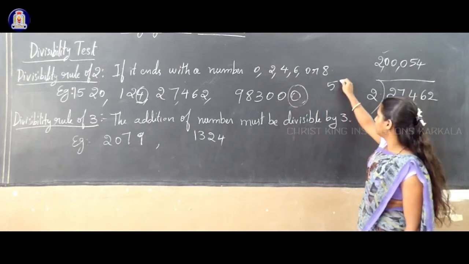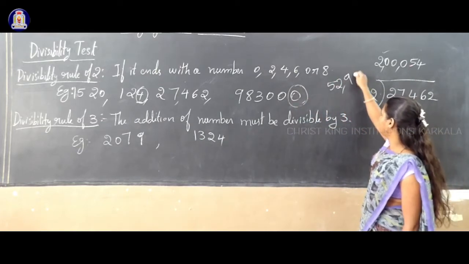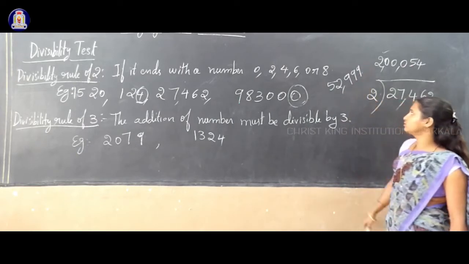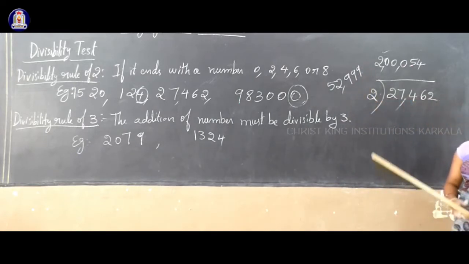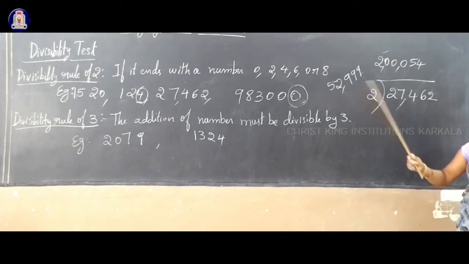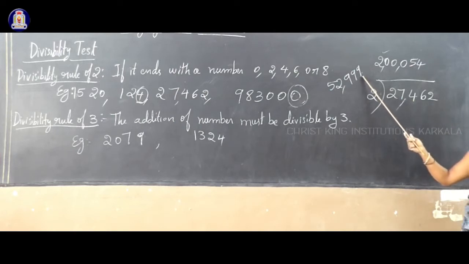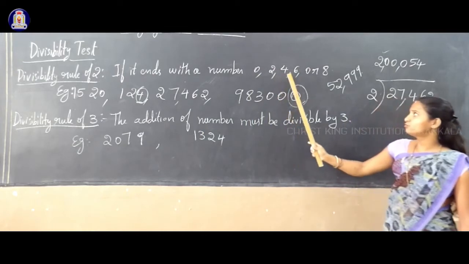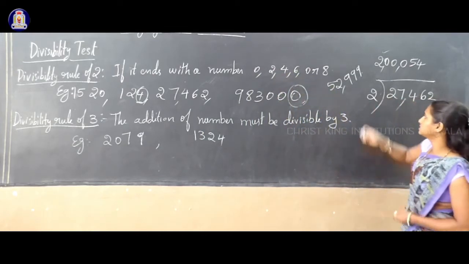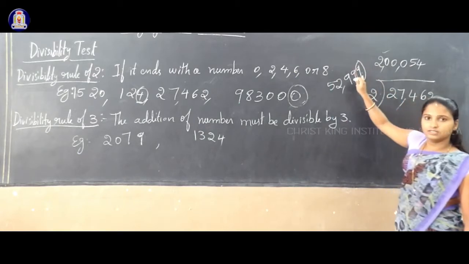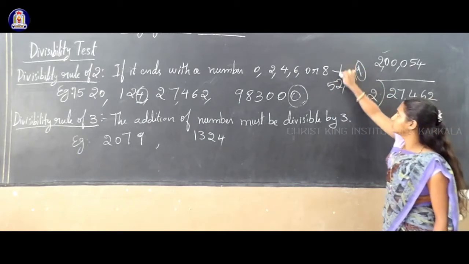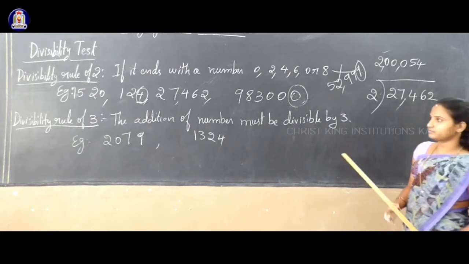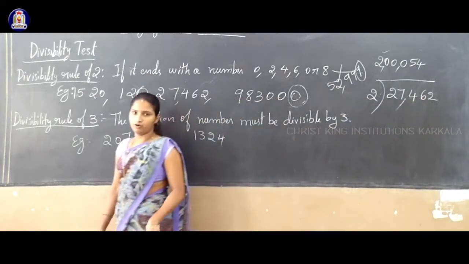If I consider another number, 52,999, can you say that this number is divisible by 2? See the last digit is 9. So this number is not divisible by 2, because the rule says that it should end with the number 0, 2, 4, 6 or 8, but in this example the last digit is 9. So this number is not divisible by 2. Clear?